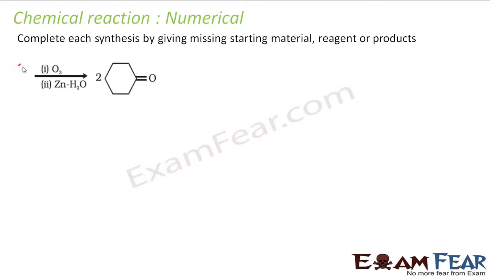So we have to complete this. There is something, ozonolysis of which will give me this. So typically to get this, what we do is, you have this, you add one more, and remove this. So what you get is this.